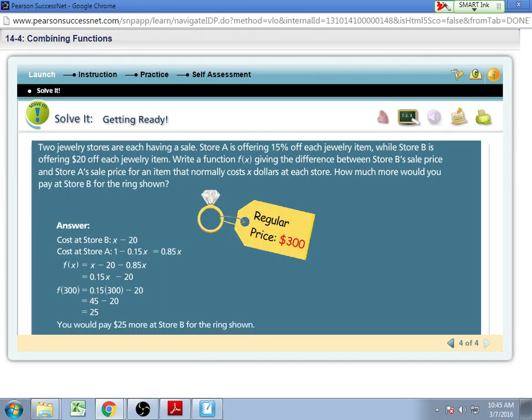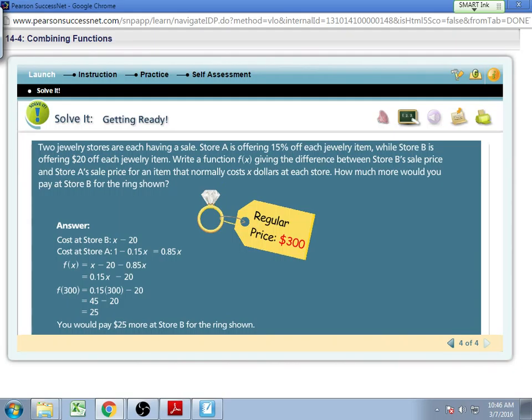Just by looking at that, you can tell which store is the better deal. That's why this is really basic, because we just want to introduce the idea of what we're doing. So we put both our functions in together, function B minus function A, and then we do the math to combine them. That's just a really basic intro.